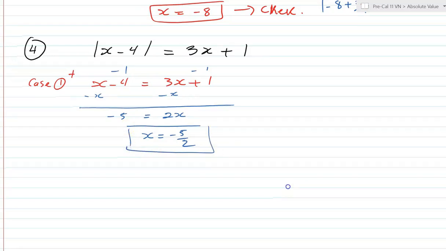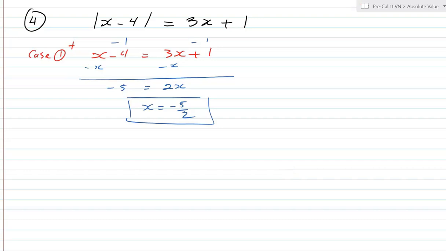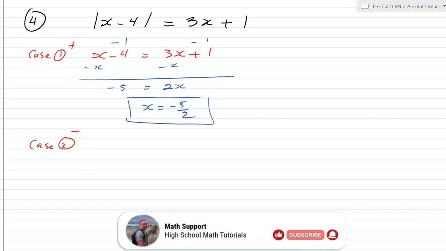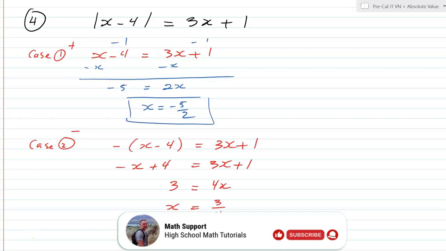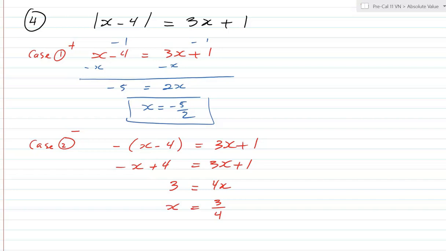Okay, and the next one will be case 2. We'll take the negative case, the negative value of the inside of the absolute value. When you're taking the negative case, the inside x minus 4 has to be negative, so put a negative in front and then solve that equation. Now notice that I didn't put a negative on both sides, just one side.